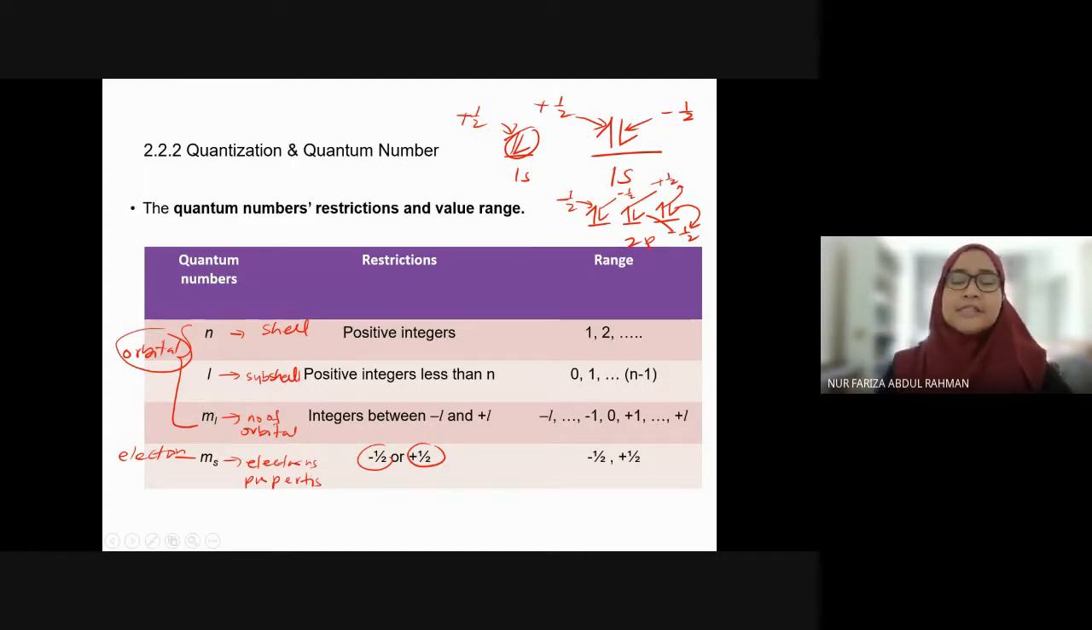So this is just an example. Same goes for the d orbital. For the d-shaped orbital we have 5 orbitals. So by right we should have 5 electrons having the same ms, which is positive half, and the other 5 electrons having the same ms, which is negative half.